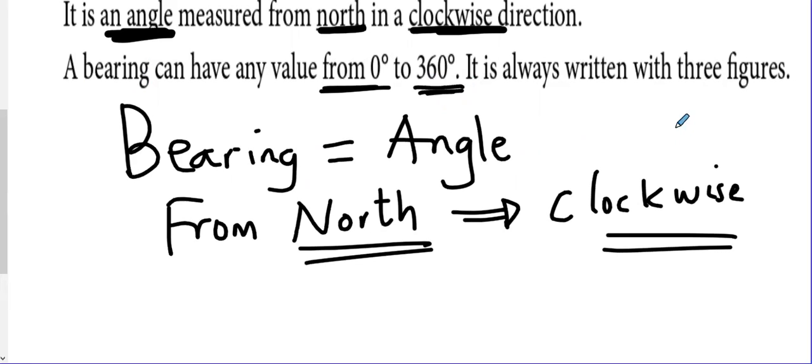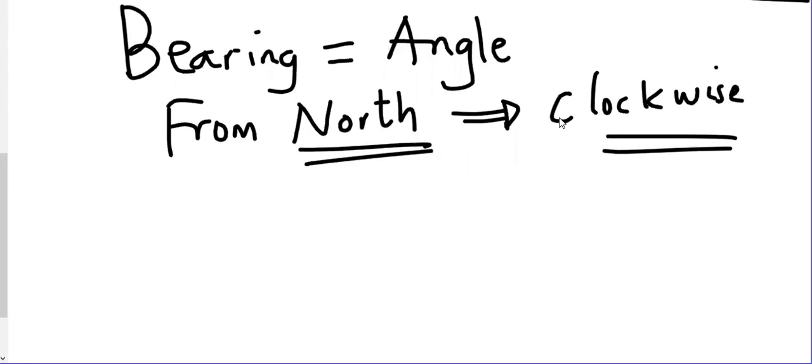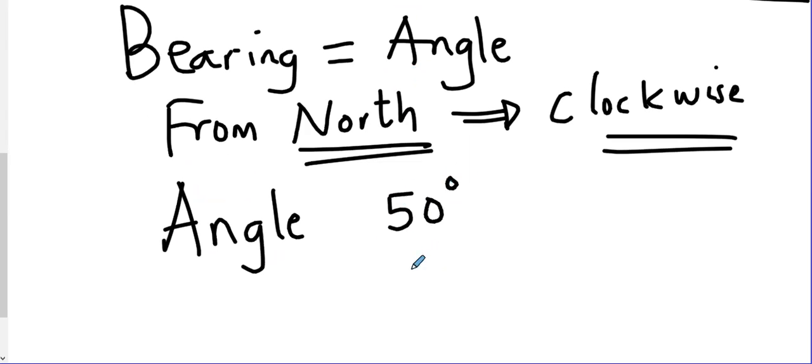And it is always written with 3 figures. That is where the majority of students get confused. What do we mean by saying 3 figures? Assuming you have understood that bearing is an angle, and suppose you have calculated or measured the angle and got, say, 50 degrees. According to the laws of bearing, how do we record this 50?